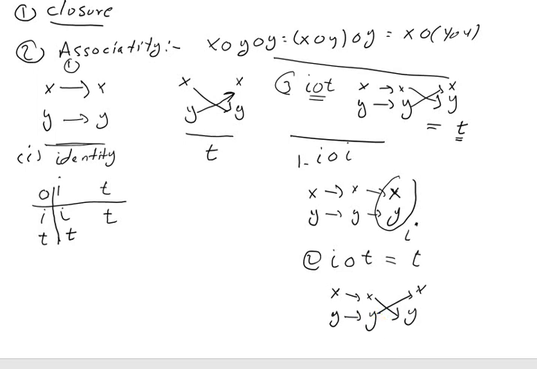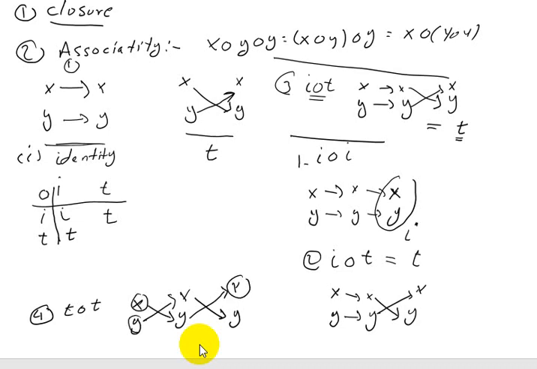Okay, now T composition for T. It's number 4. T composition for T: X, Y to T, then composition for T. X goes to X and Y goes to Y. This is identity. Yes, it's clear.